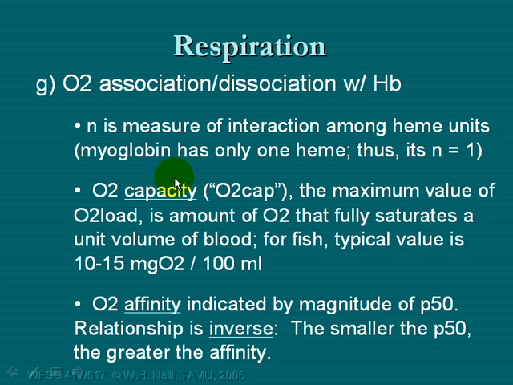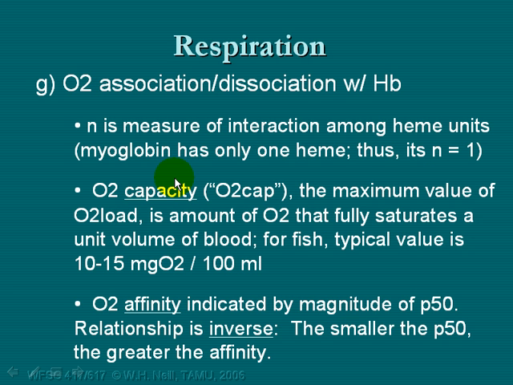Oxygen capacity is the maximum value of O2 load. It's the amount of oxygen that fully saturates a unit volume of blood. And for fish, the typical value is somewhere between 10 and 15 milligrams of oxygen per 100 milliliters. Sometimes that's called oxygen percent. It's called volume percent, or mass percent in this case, because it's the mass per 100 units. So it's 10 to 15% if you're calculating per 100 milliliters and you're talking milligrams. If it's 10 to 15 milliliters of oxygen per 100 mils, then that's volume percent. I'm not sure there's any point in getting confused by talking percent. It'd be better just to stick with the actual dimensions.